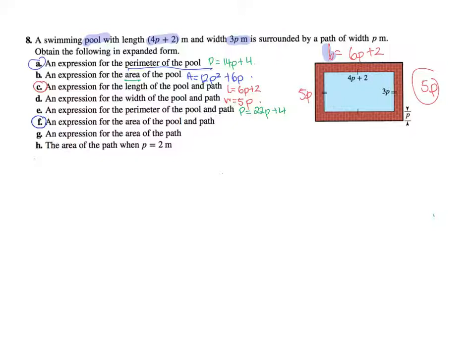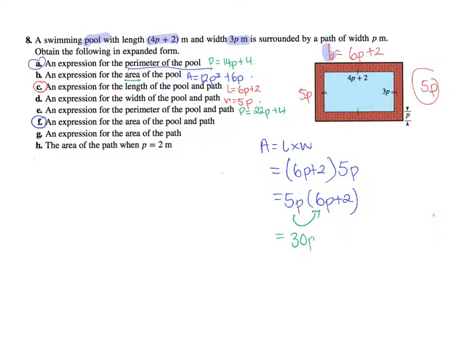Okay, if we're finding an expression for the area of the pool and the path, area is length times width because it's a rectangle, but the length of the pool and the path is 6p plus 2, and we're going to times it by 5p. I'm just going to rewrite that with the p at the front because we're used to doing that, just to help you. I don't want to confuse anyone. So then we do 5p times 6p, which would be 30p squared, and then 5p times 2 would be plus 10p. So area for pool and path equals 30p squared plus 10p.